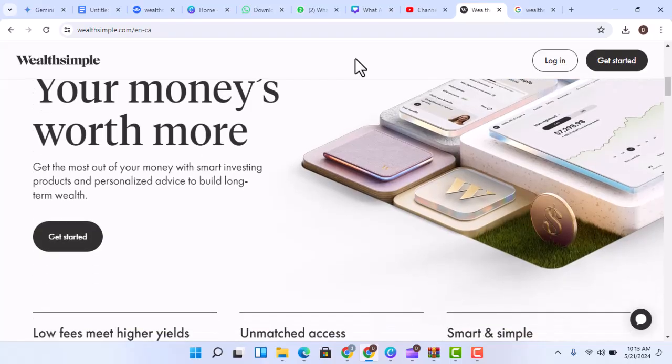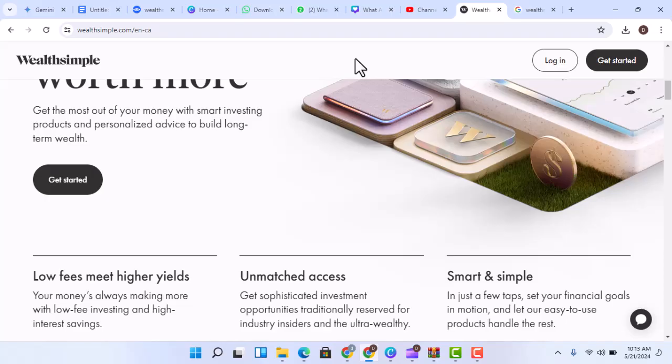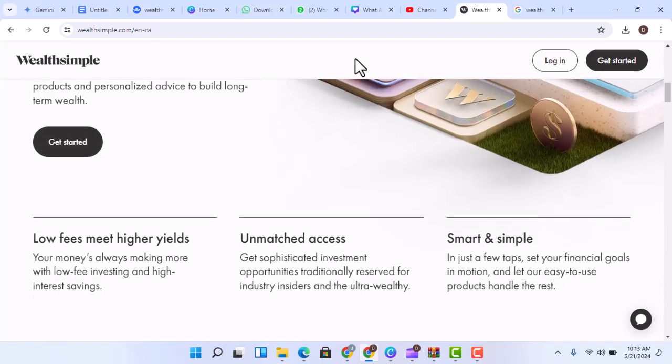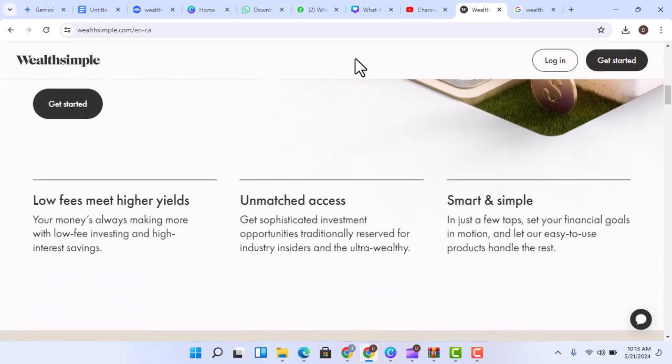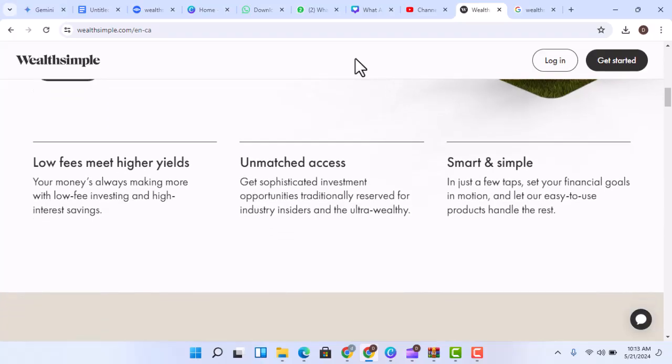If you use Wealthsimple's managed investing account, this happens automatically. But if you're using the self-directed account, Wealthsimple Trade, you'll have to do it manually. Don't worry, the process is straightforward. Here's how you can rebalance your portfolio in a few simple steps.